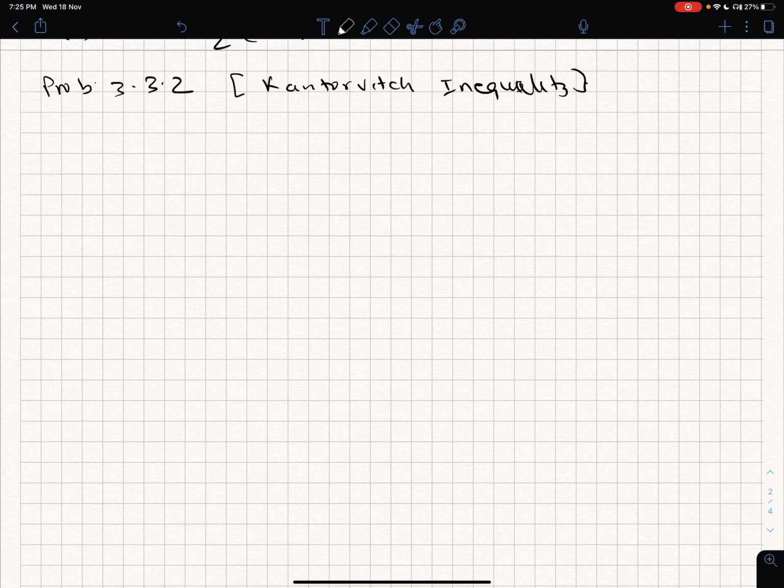We are going to derive the Kantorowicz inequality. So what's given here? First, let's look at what optimization problem we are looking at. We are given a vector y. The vector y is not a variable here. It's given, and the optimization problem that we are considering is maximize y transpose x.